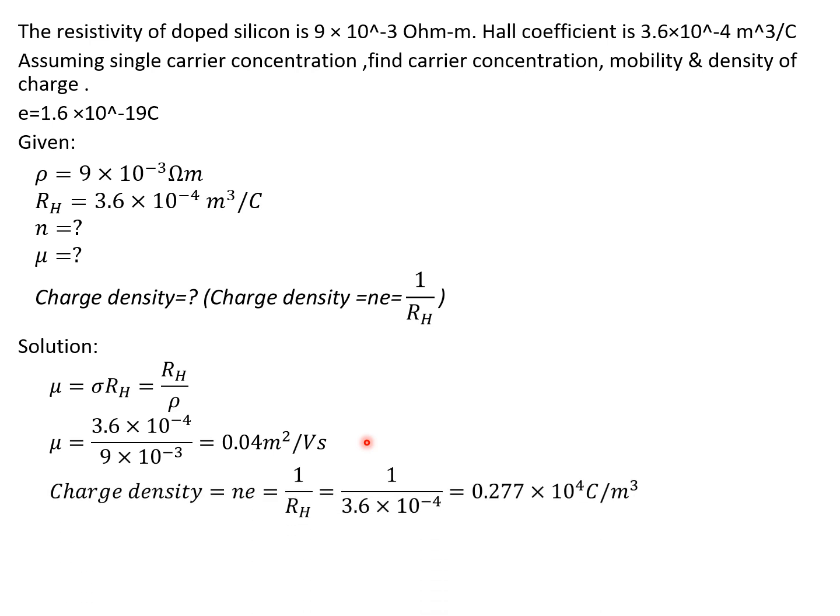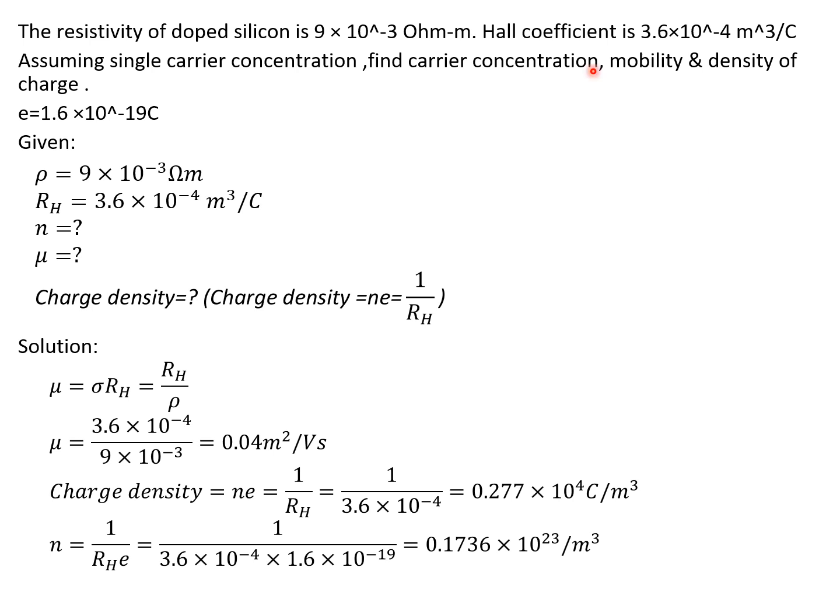Charge density, as I said, is equal to Ne, and hence it is equal to 1 upon R_H. We simply need to calculate the reciprocal of the Hall coefficient. So it comes out to be 0.277 into 10 raised to 4 coulomb per meter cube. It is charge density, so the unit is coulomb per meter cube.